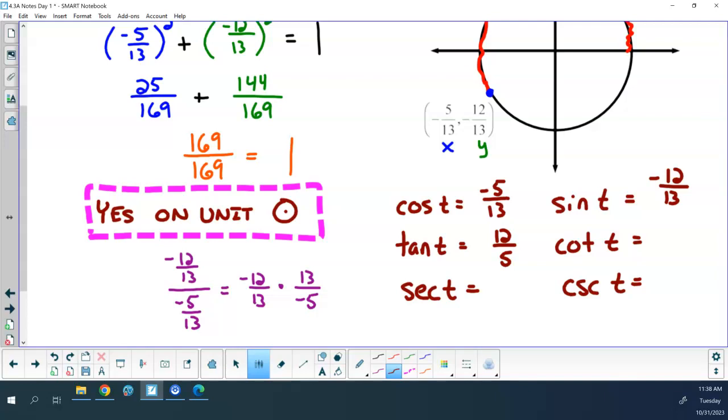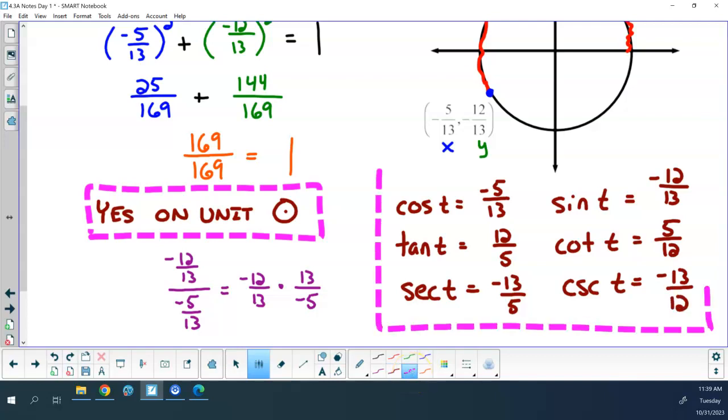Now, the other ones are just reciprocals of them, right? So what's the reciprocal of the tangent value? 5 over 12. So that's my cotangent. What's the reciprocal of my cosine value? Negative 13/5. You said positive. You never said negative. That's opposite reciprocal. You're thinking perpendicular. I'm just thinking reciprocal. What's the reciprocal of my sine value? Negative 13/12. And there's the other answers we need.